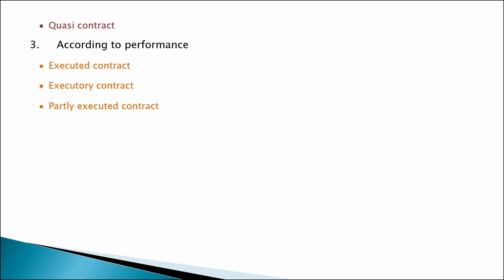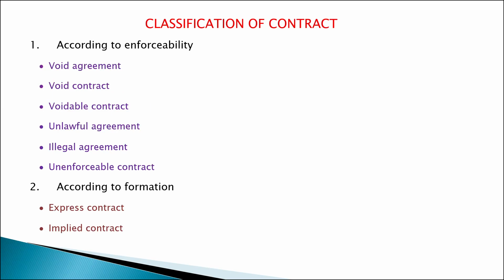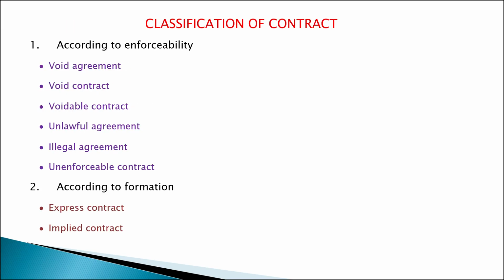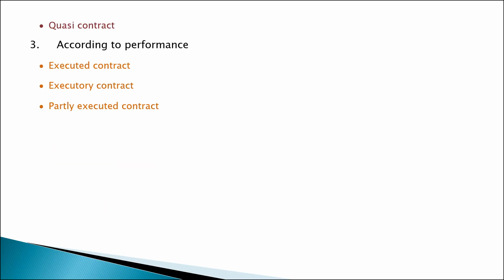For example, a departmental store supplies goods to a customer who pays by credit card. Thus, although the departmental store has fulfilled its obligation, the customer's obligation is fulfilled only upon the realization of his payment. So these are all the classifications of contract. Contracts are classified into three categories: first, according to enforceability; second, according to formation; third, according to performance. Thank you all.